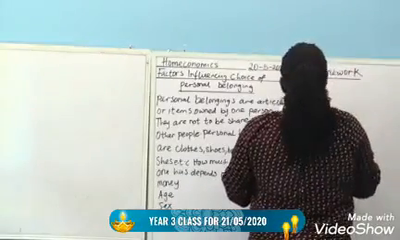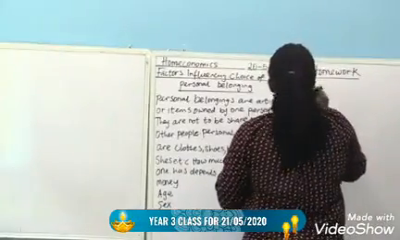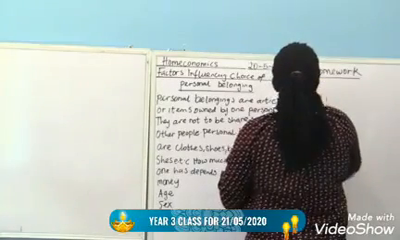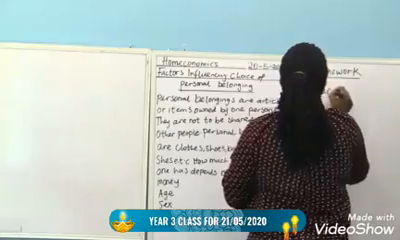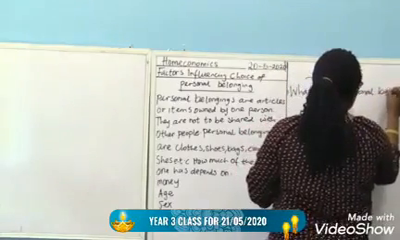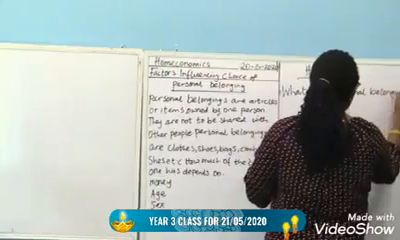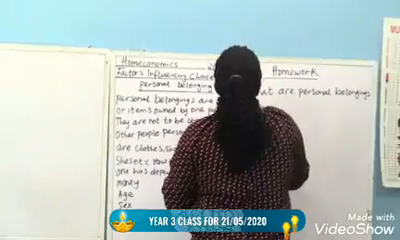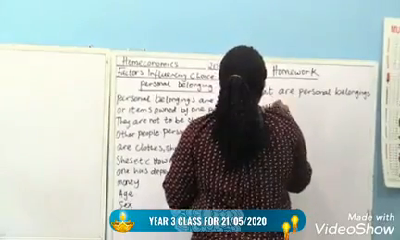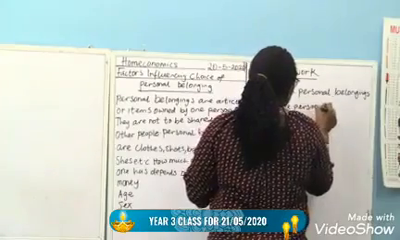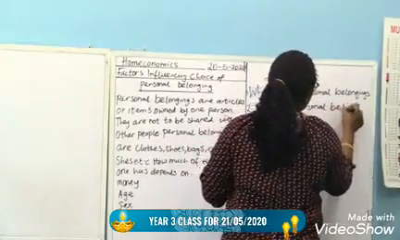All right, let's have our homework now. Our homework for today. Number 1. What are personal belongings? Number 2. List 5 personal belongings you have.